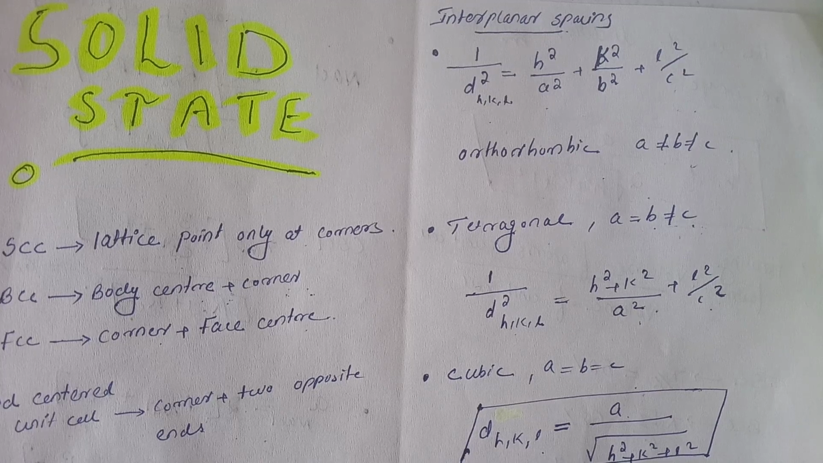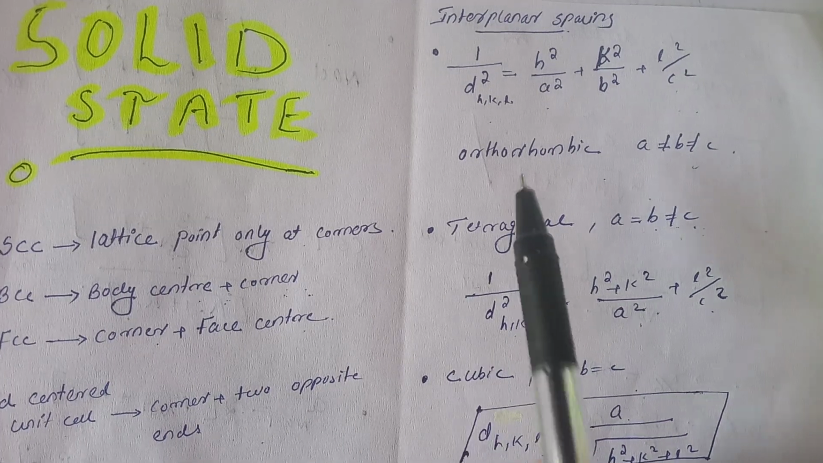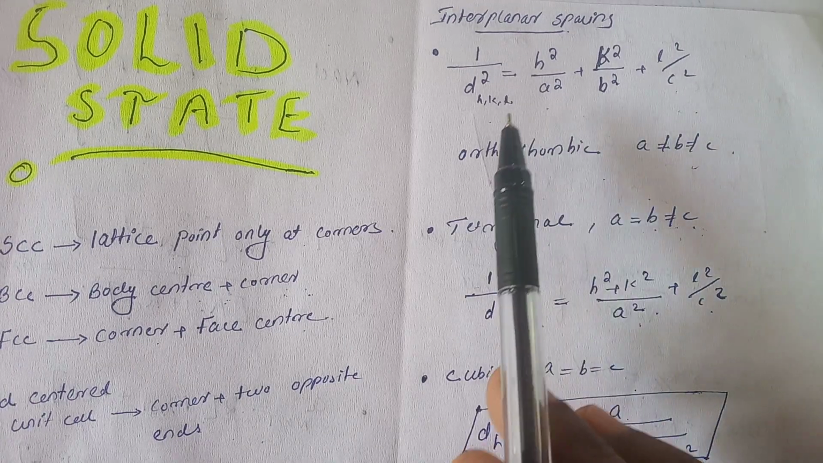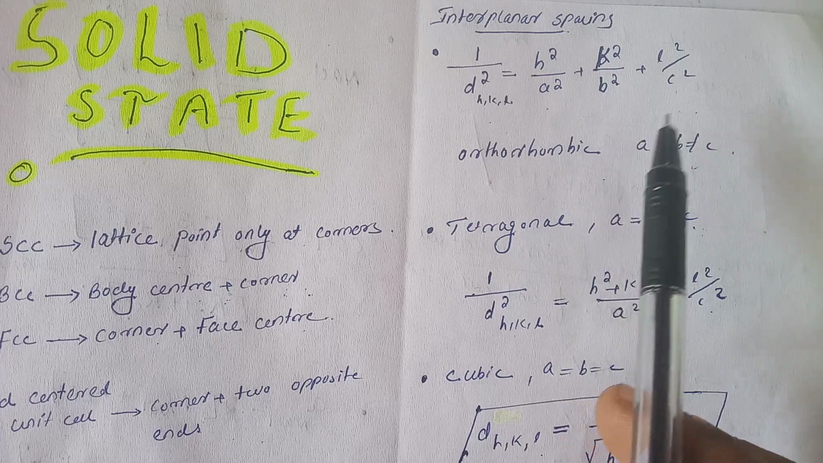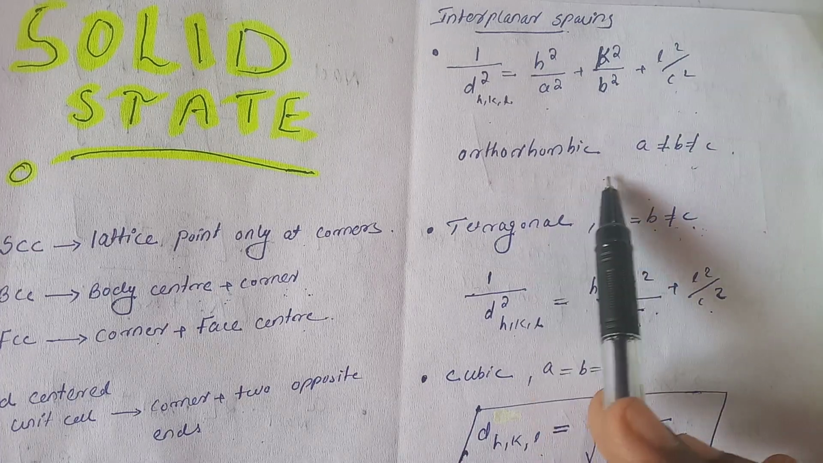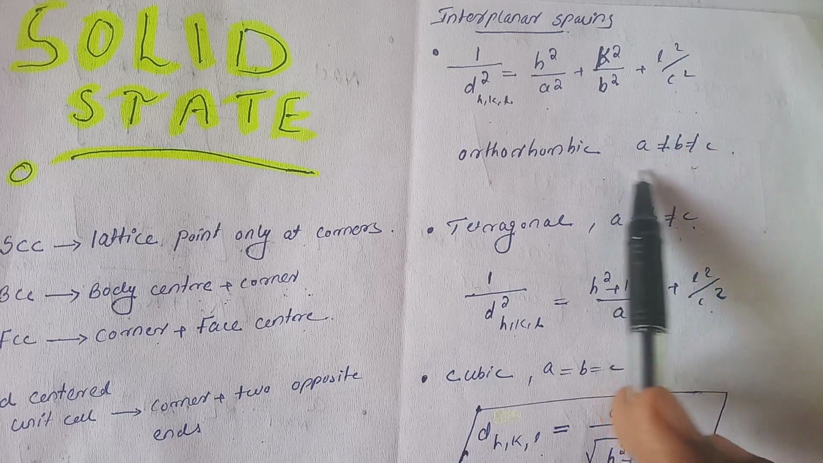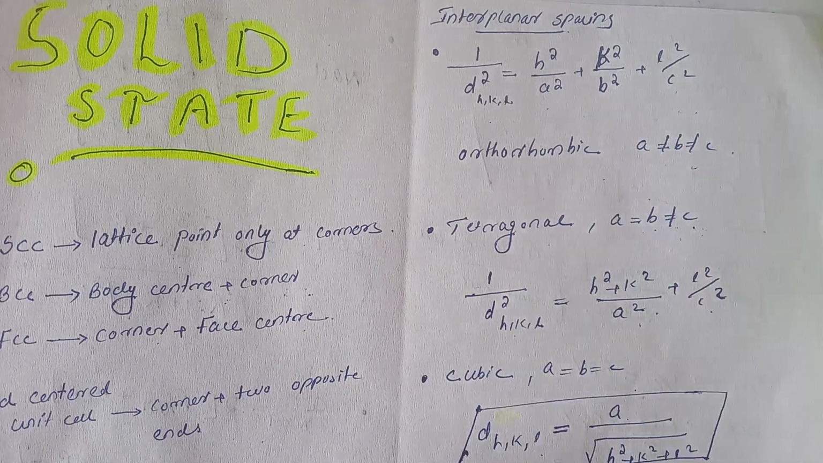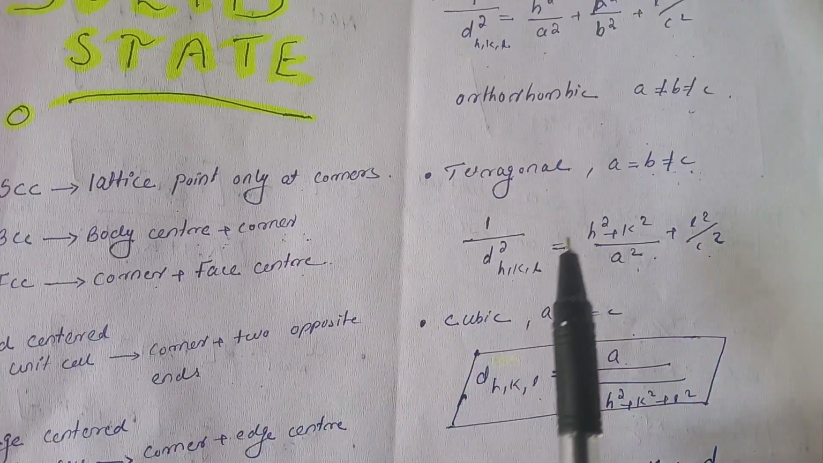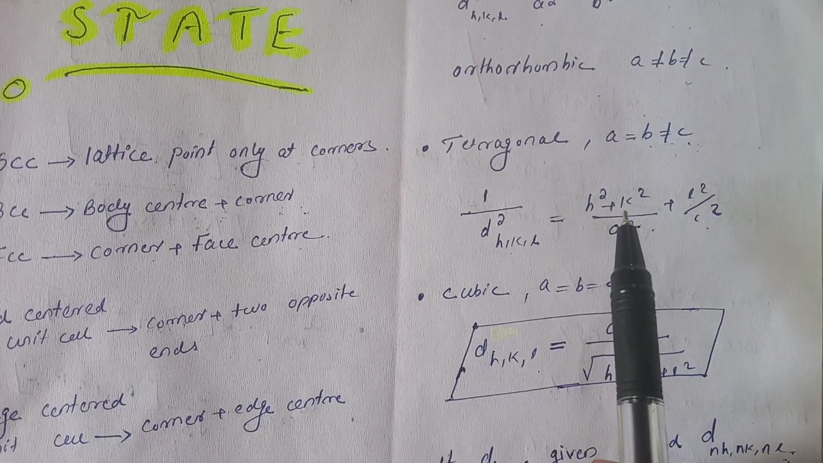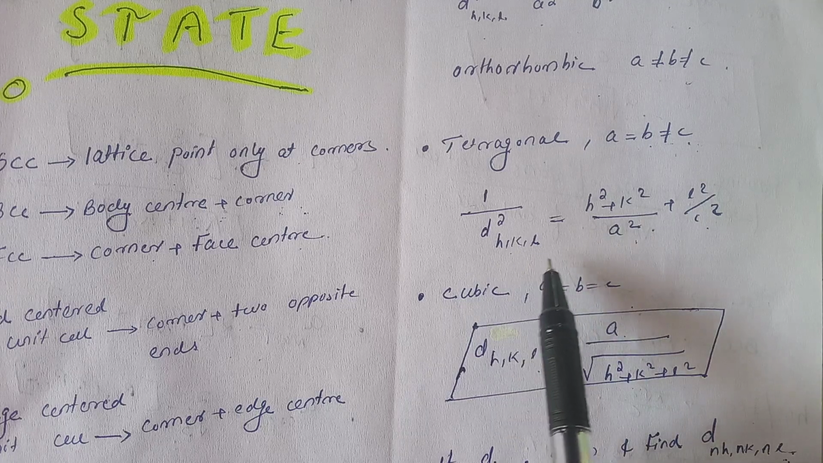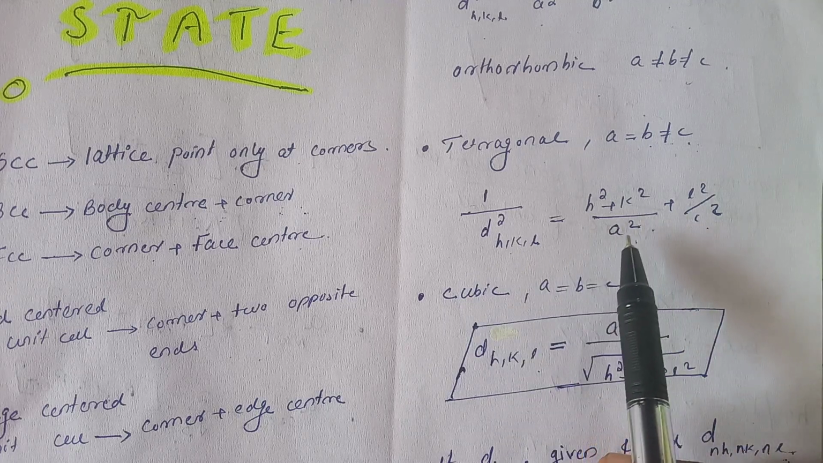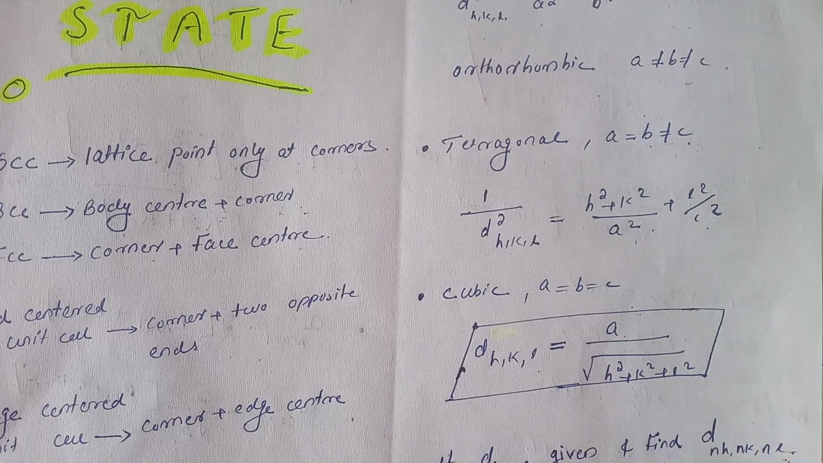Along with this, I am sharing the important points also. The general equation to find the interplanar spacing is 1 by d square hkl equal to h square by a square plus k square by b square plus l square by c square. In case of orthorhombic system, all the lattice parameters are not equal, so we can use this formula. But when the system changes, in tetragonal system, a is equal to b, not equal to c. So our equation is 1 by d square hkl equal to h square plus k square by a square plus l square by c square.